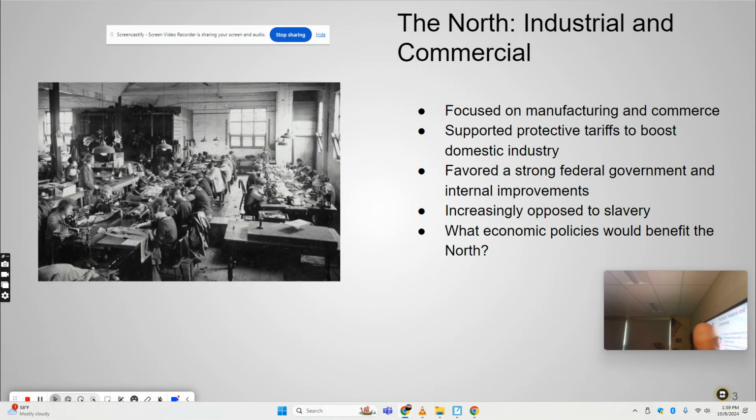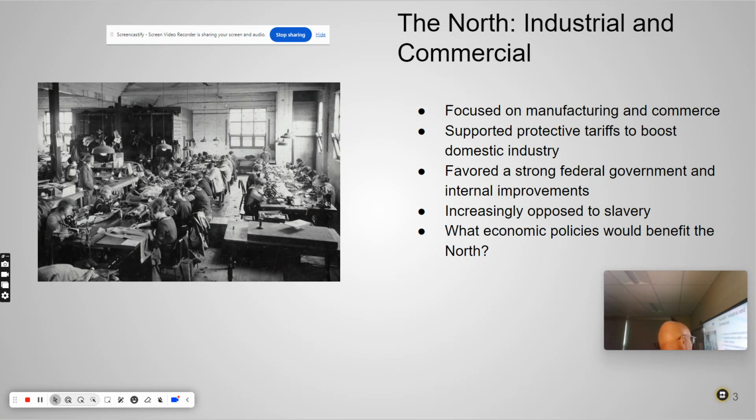And this is important, girls and guys. I want you to note this too. As we get into the 1820s, we're going to see more and more Northerners begin to speak out against slavery. Now, this is not to say that Northerners believed in equality. They, in large numbers, did not. But Northerners are going to start to speak out against the horror and the inhumanity of slavery.